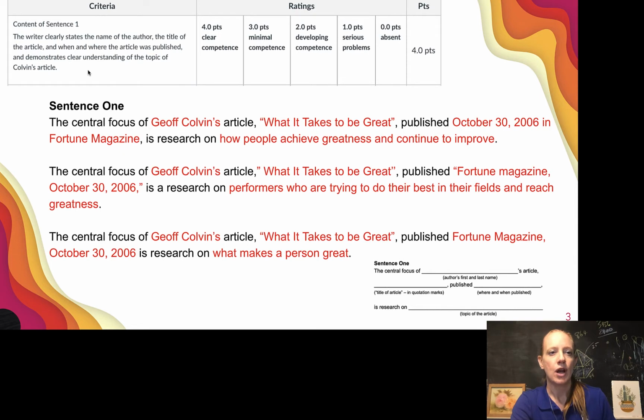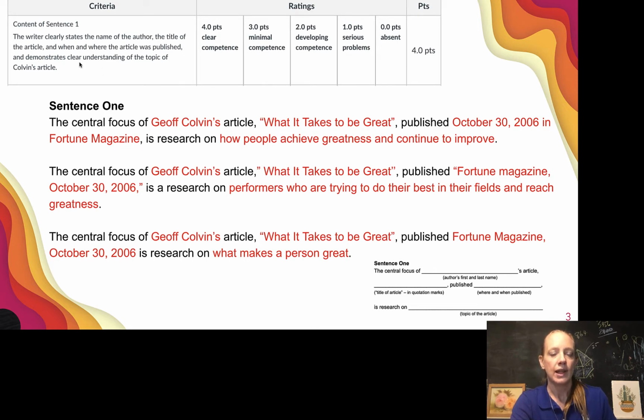And then up here at the top, it gives you the rubric. This is actually taken directly from Canvas, so yours will look exactly the same as this. There's a 4, 3, 2, 1, and 0. You only get a 0 if you did not do that sentence. So everything else should be a 4, 3, 2, or a 1.